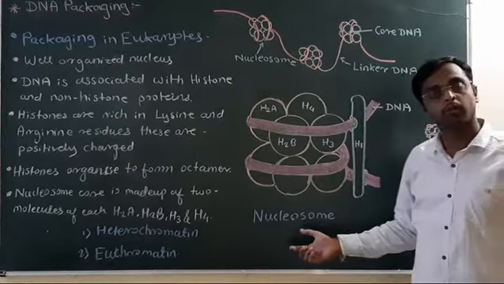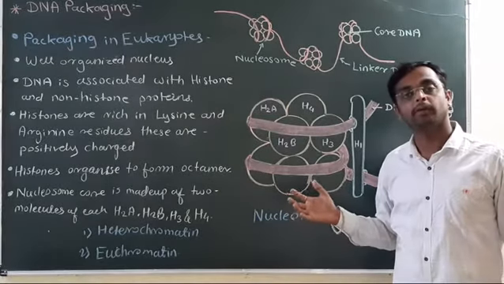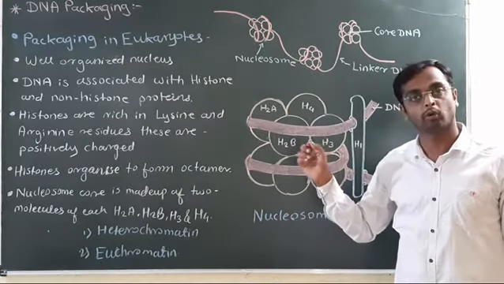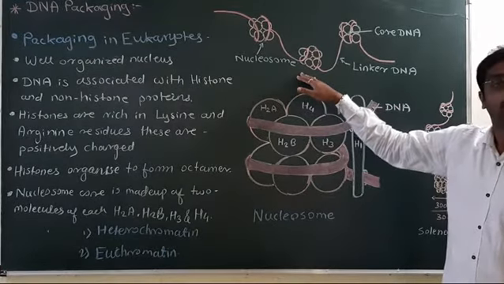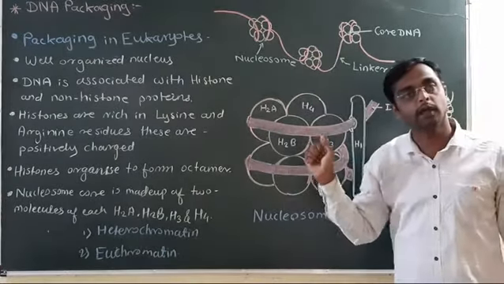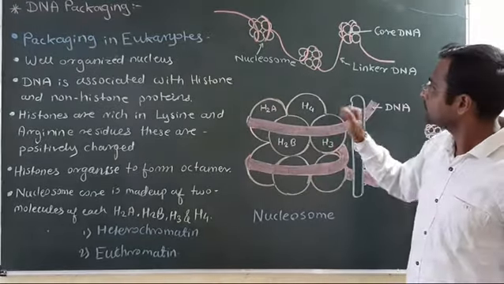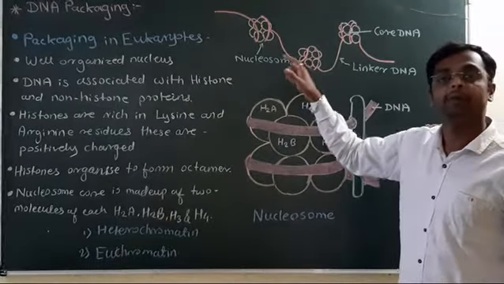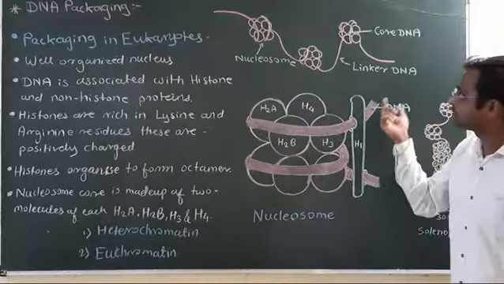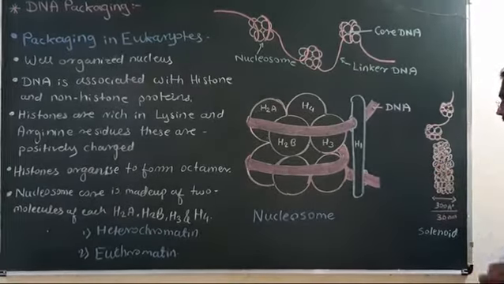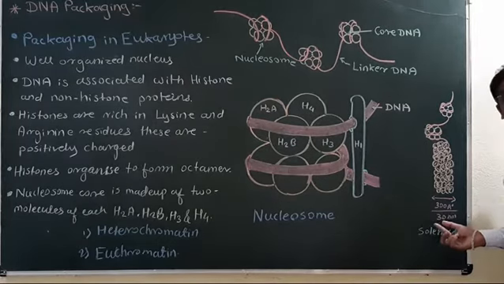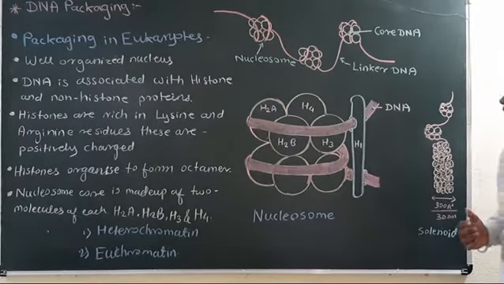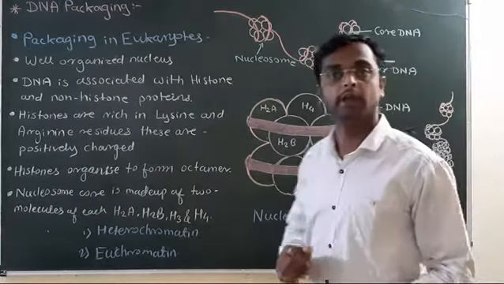This nucleosome is the main or basic unit of the chromatin during the packaging, and when observed under the electron microscope, this appears like beads on a string, and after further coiling and supercoiling, this forms a solenoid fiber which is about 30 nanometers in size. Understood the packaging of DNA?